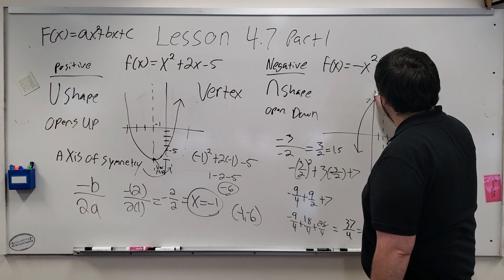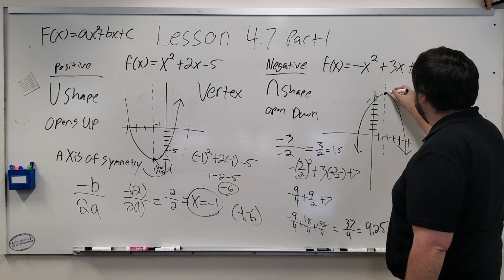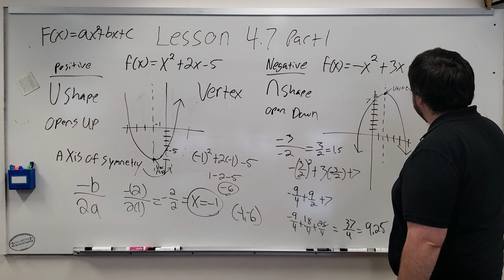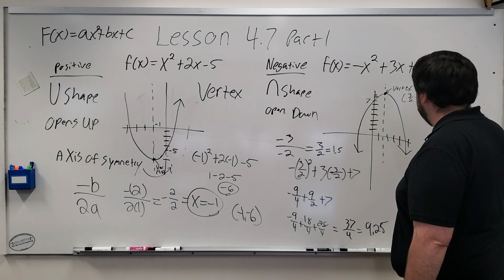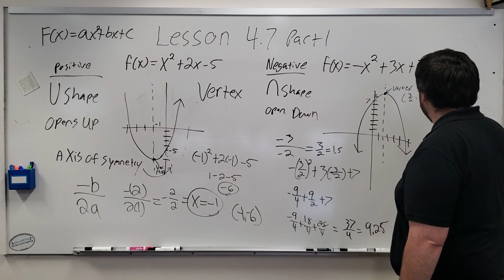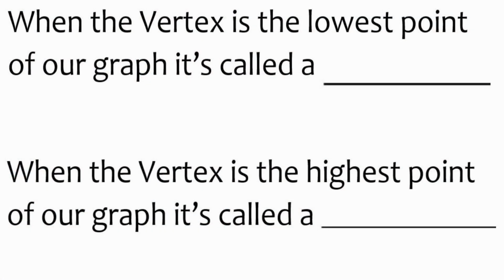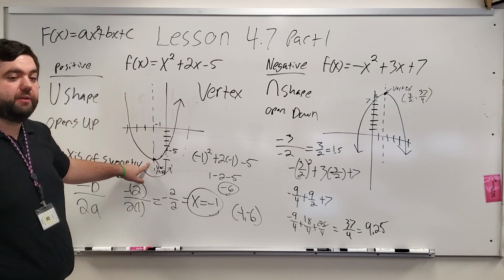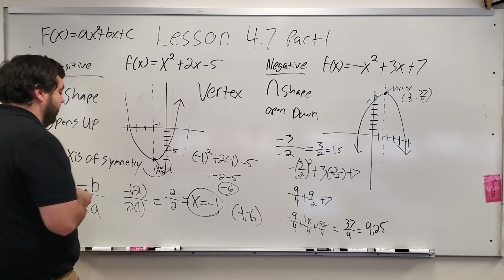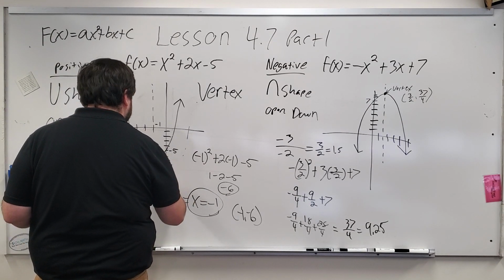So 8, 9. Right? So this point then is my vertex, and its coordinates are 3 over 2, comma, 37 over 4. And that's my ordered pair for that. So, when our vertex is at our lowest point of the graph, right? So we can see that that's our lowest point. It has a special name. And that name makes sense. It's going to be called the minimum.